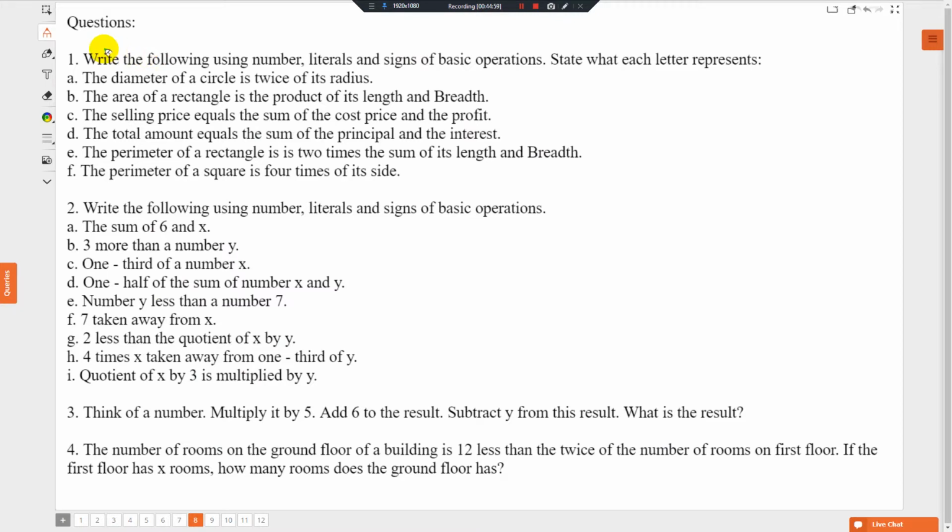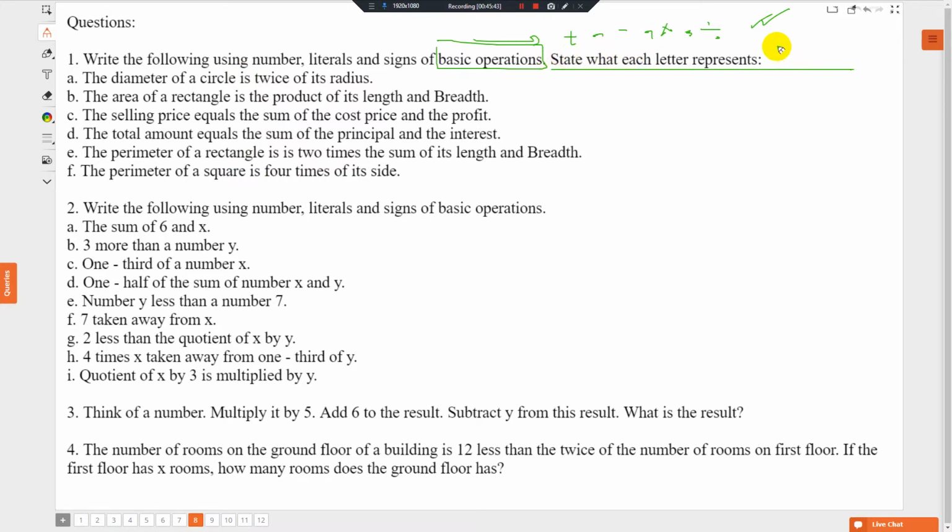Now we came to the questions, and we completed the examples. Write the following using numbers, literals and signs of basic operations. State what each letter represents. What they have told is to write the following using numbers, literals and signs of basic operations. What are basic operations? Plus, minus, multiplication, and also division. These are basic operations.